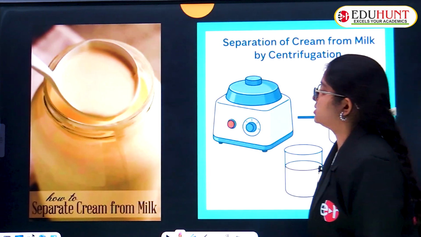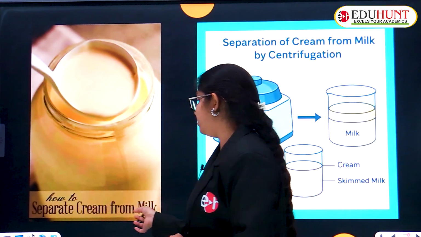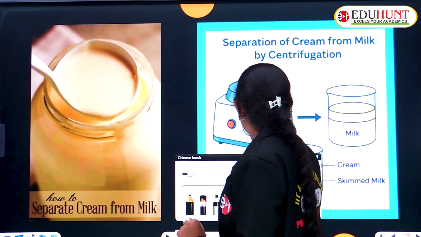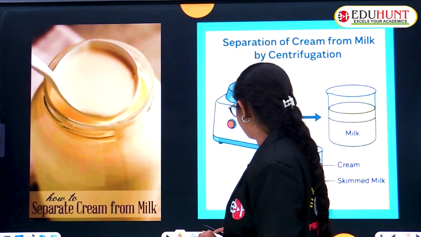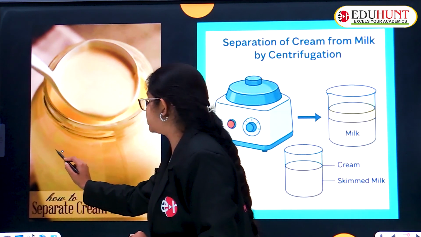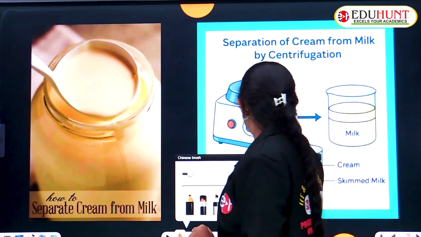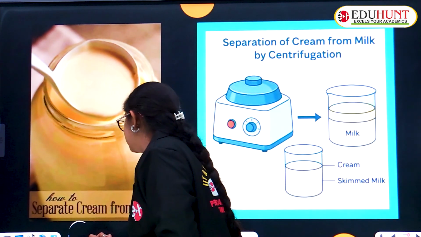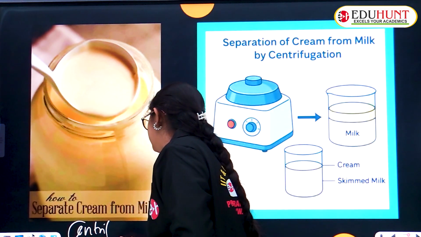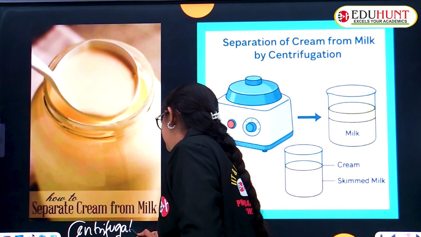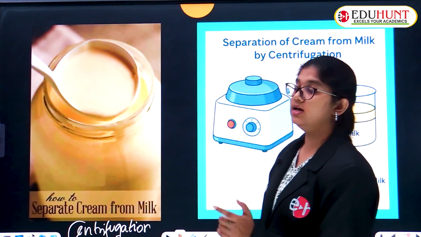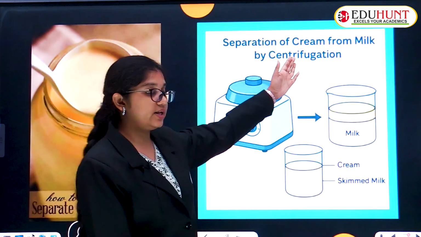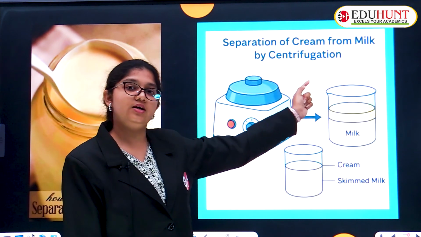Here, see how to separate cream from milk. How, children? By using a method called which one? Louder, tell me louder. Centrifugation. Very good. What is that process? How to separate? By the process called centrifugation. Now, look at the second picture. This is all about the separation of cream from milk by which one?